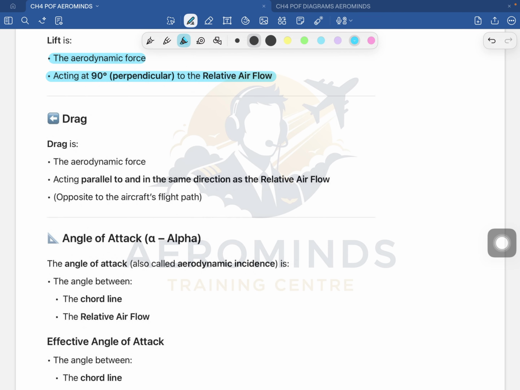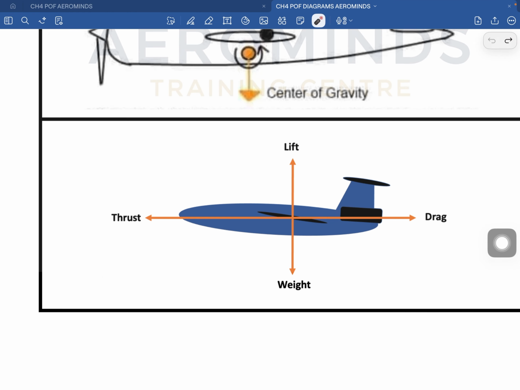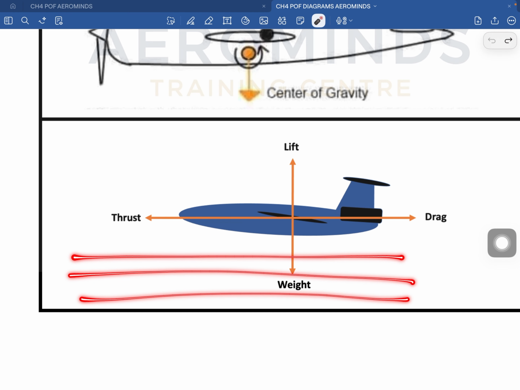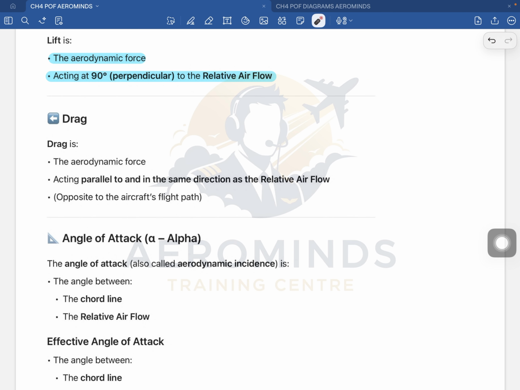So drag is also similar to lift. It is also an aerodynamic force, and drag acts parallel and in the same direction of the relative airflow. This is relative airflow, remember this, and this will be the drag. So relative airflow comes from here, drag is also going here. So it is parallel and in the same direction of the relative airflow. Okay, that means that drag acts in the direction from which the air is coming. From wherever the air is coming, drag will act in that direction only. Got it?